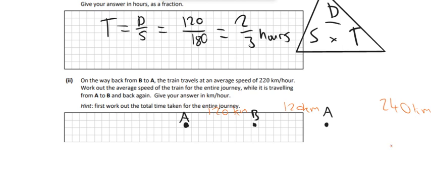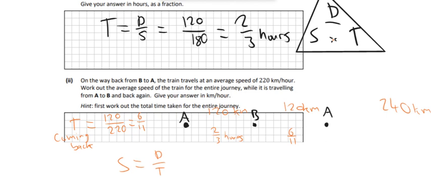Now we want the speed, so we have distance, we just need time. We know the time for going. The time for going is 2 over 3 hours, 2/3 of an hour. But the time for coming back will be different. To get the time for coming back, we do the distance, which is still 120, over the speed, which is now 220. That's the same as 6 over 11. So the time coming back is 6 over 11.